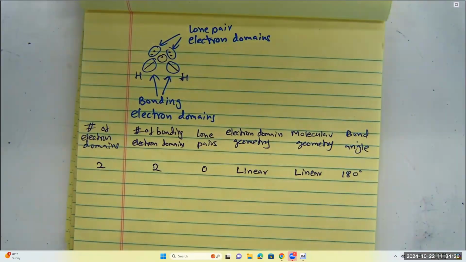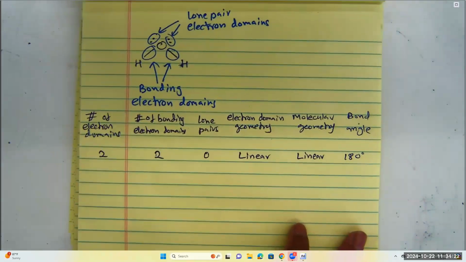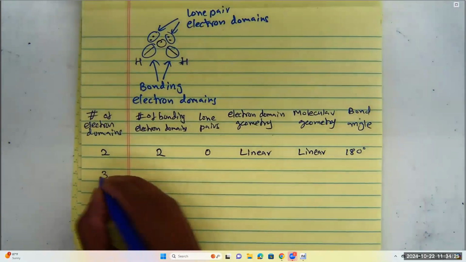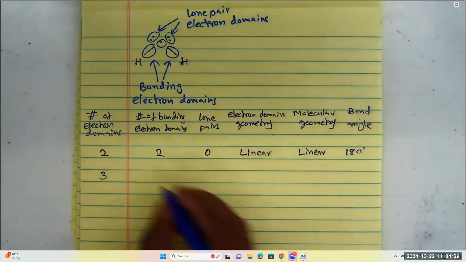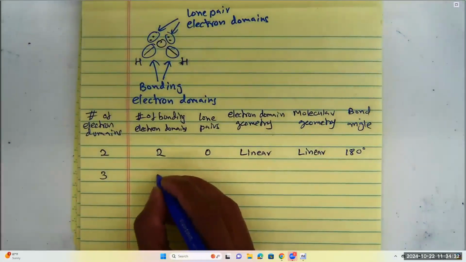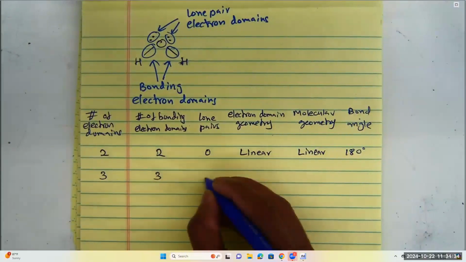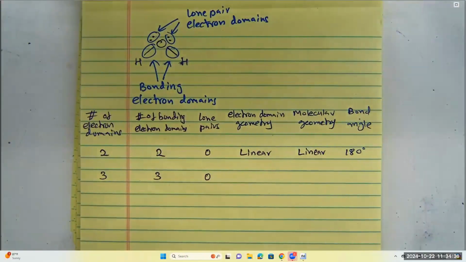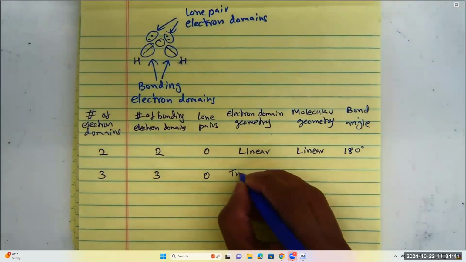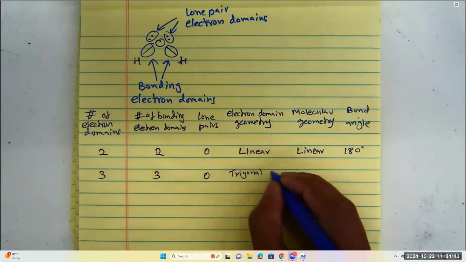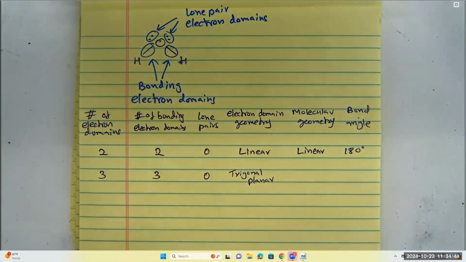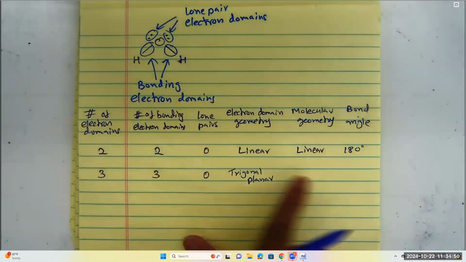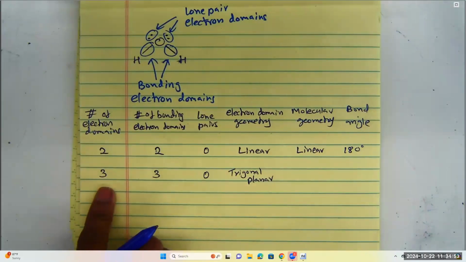Now, let's switch to 3 for fun. So if we have 3 electron domains, just like in CH2O, and all of my electron domains are bonding electron domains, lone pairs are 0, we saw that our electron domain geometry is trigonal planar. Now, what can you tell me about the molecular geometry of CH2O?